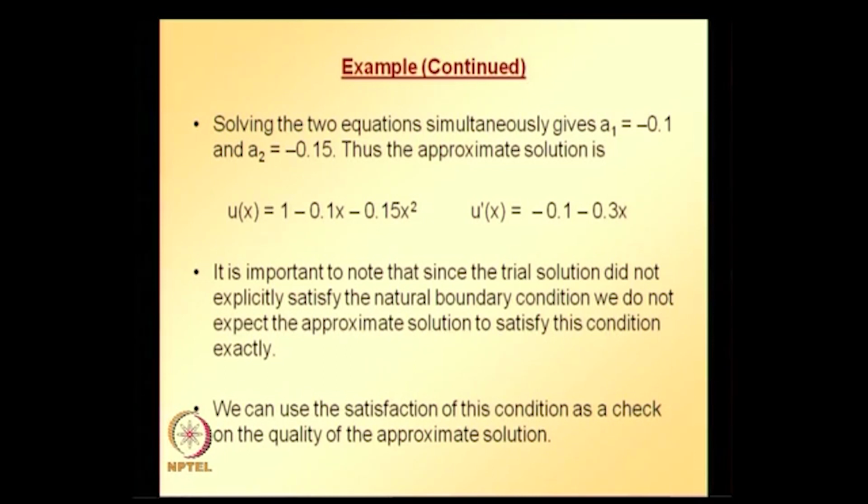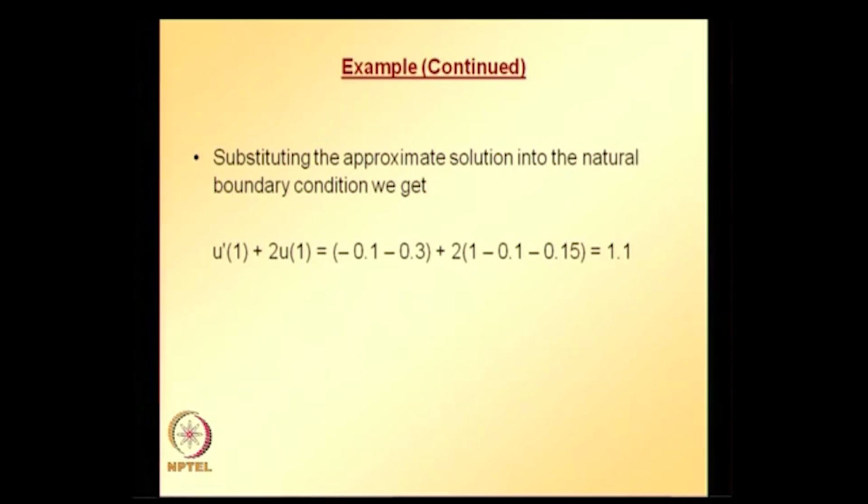Okay. So what we can do is, we have the derivative of u here, you evaluate this derivative of u at x is equal to 1, and the natural boundary condition that is given is the derivative of u evaluated at x is equal to 1 is 1. We see whether we get 1 or not. Substituting the approximate solution into the natural boundary condition, we get 1.1, actually we should get 1, which means we got 10% error.